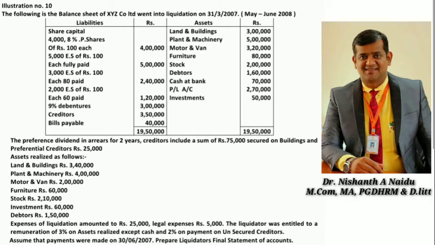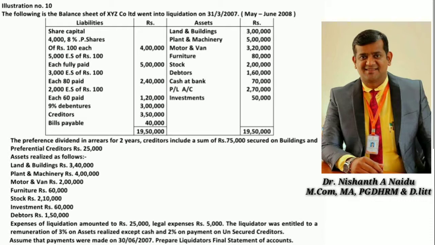The preference dividends in arrears for 2 years. Creditors include a sum of rupees 75,000 secured on buildings and preferential creditors rupees 25,000. So the preference dividend in arrears means it is outstanding for 2 years. So when preference dividend is outstanding, that has to be cleared along with their capital at the time of liquidation. So we are going to settle that along with their dividend.